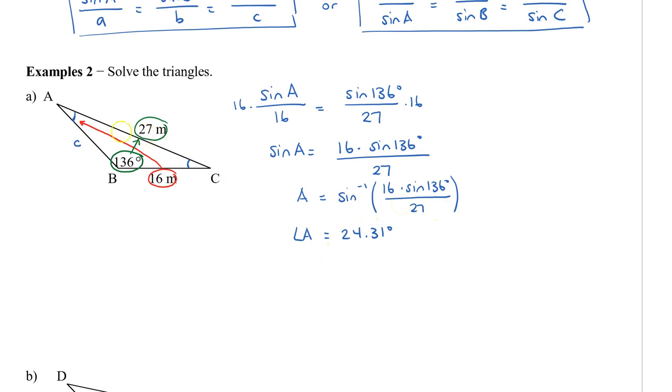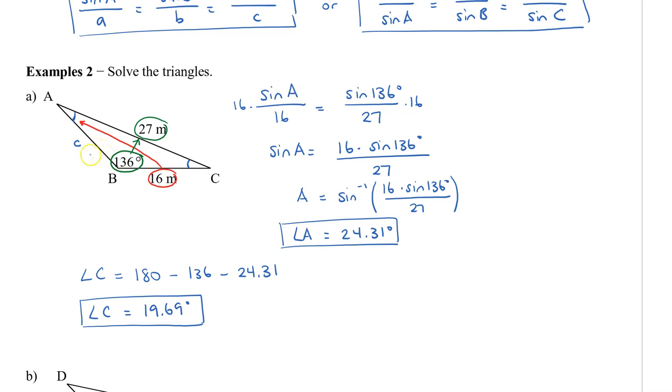All right, so now that I have angle A, I still can't find the length of c, but I know that the angle sum of a triangle is 180 degrees. So I can actually now find angle C. So angle C is 180 minus 136 minus 24.31. So angle C is equal to 19.69 degrees.